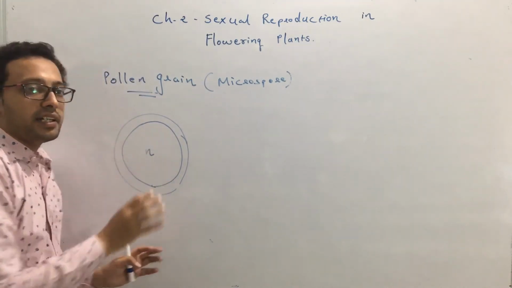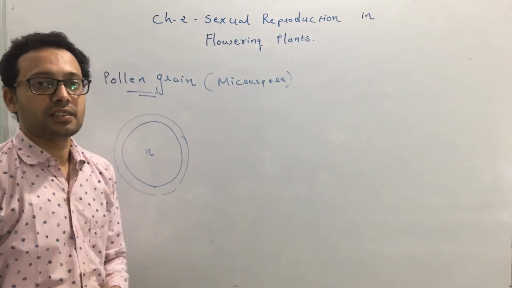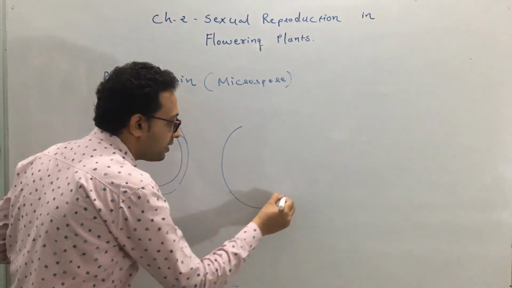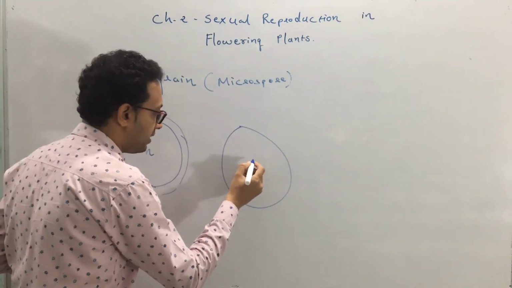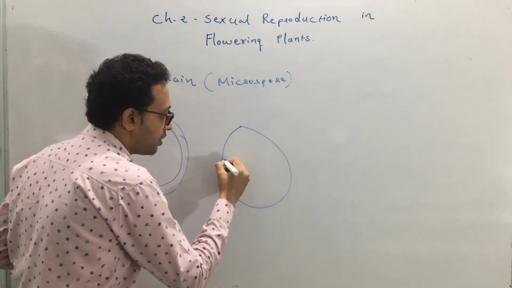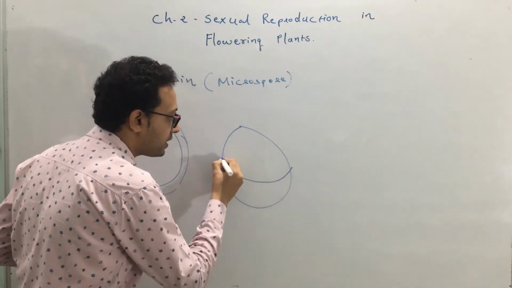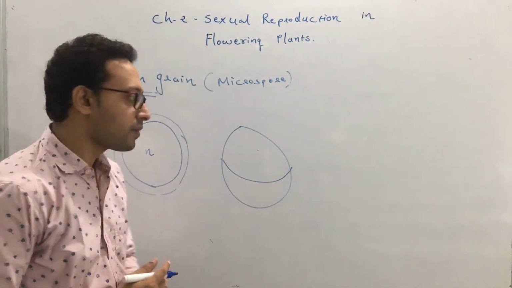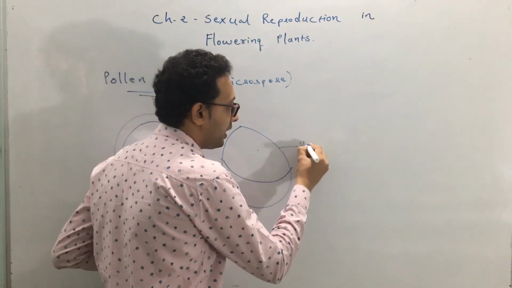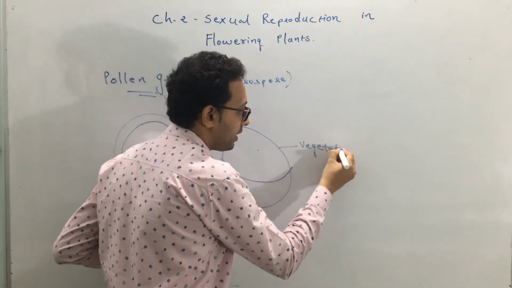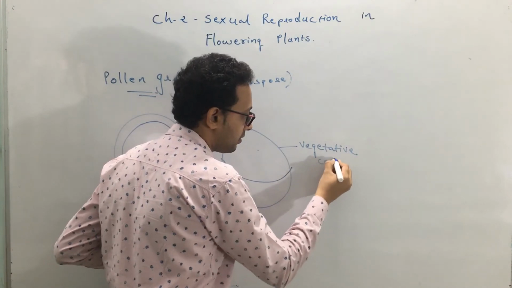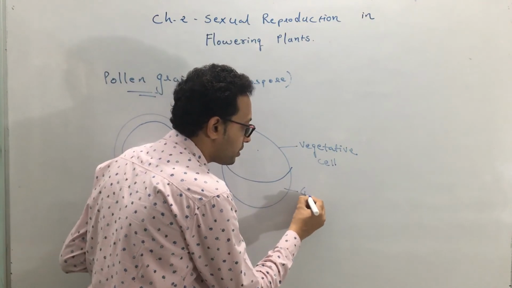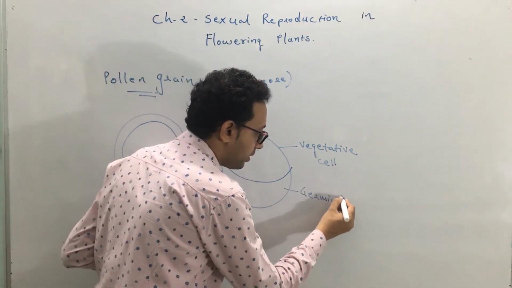This pollen grain now goes under a division, and this is a mitotic division. But here, during the division, the type of cells produced is like this. One cell produced is the bigger one, and the other cell produced is a smaller one. The bigger cell is called the vegetative cell, and the smaller cell is called the germinative cell.